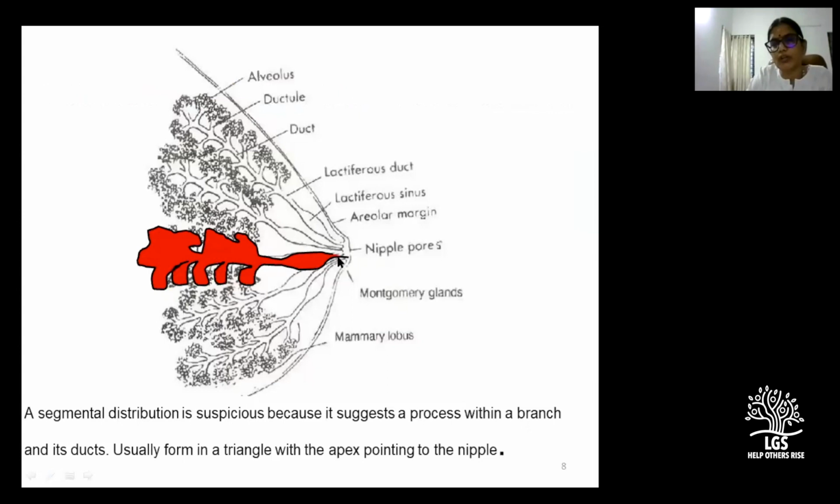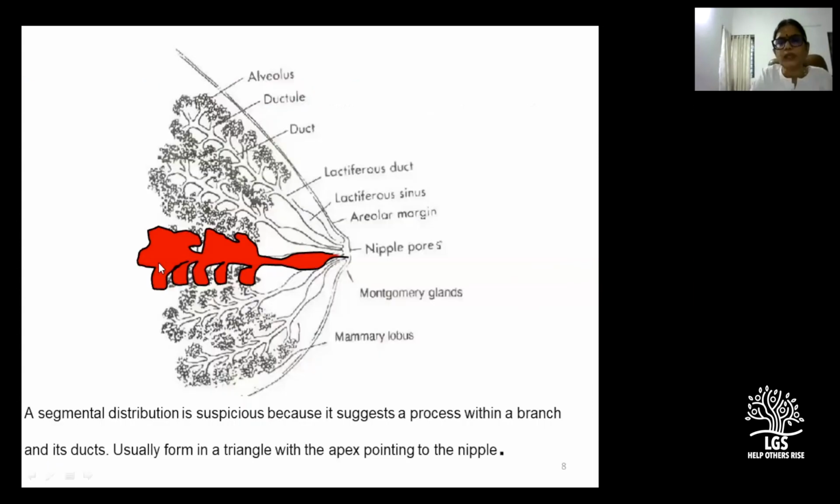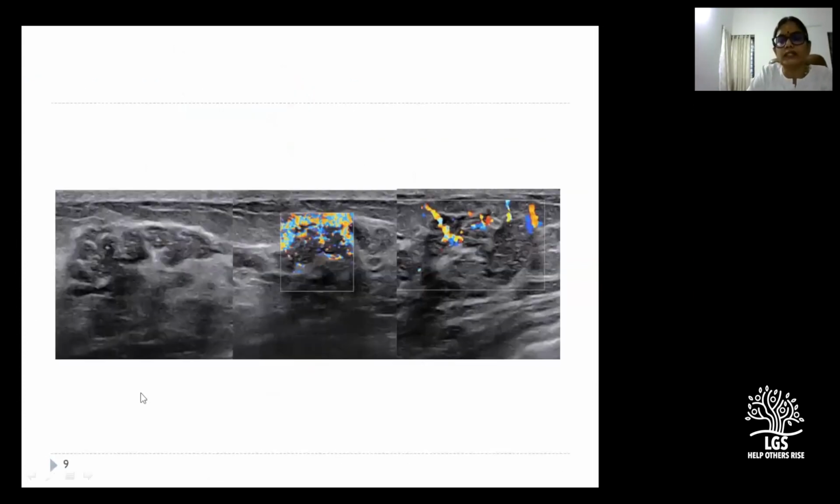So pictorially it is like this. A ductal system is not quite regularly arranged like that, but this is what I meant by segmental. So it goes back into the duct and fills up within this duct, and that is what you see here. And that is the mammogram.